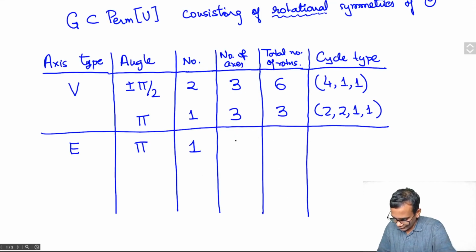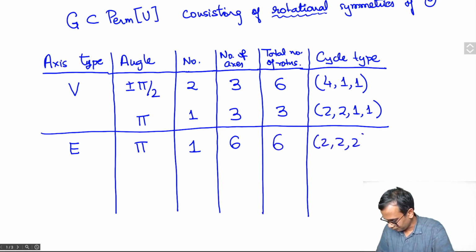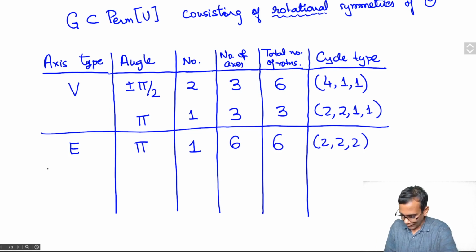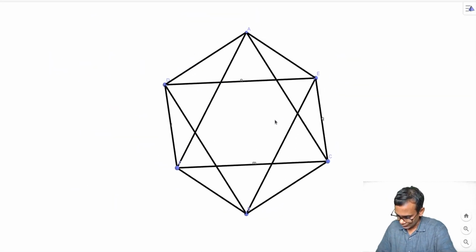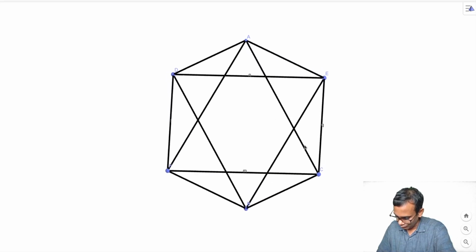The number of axes here is 6 because there are 12 edges. The total number of rotations is 6, and the cycle type is 222. And finally, we have rotations about axes passing through the center of a face. So these are my favorite.